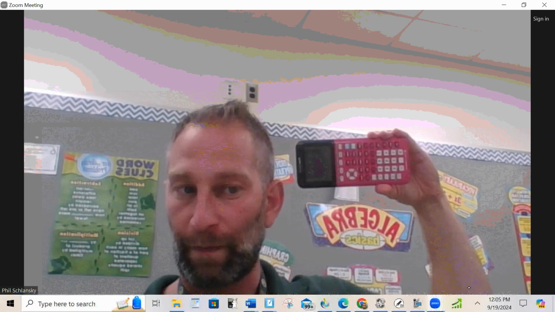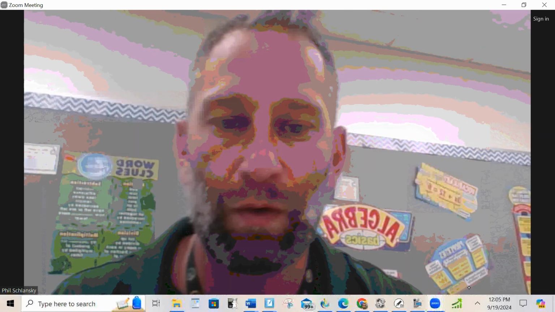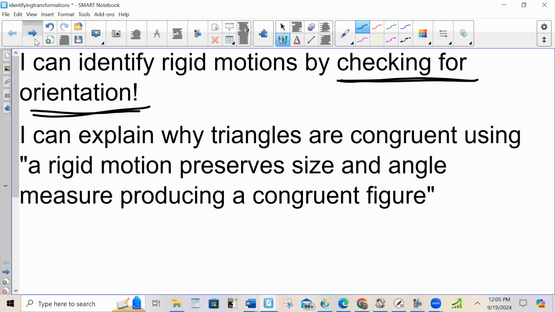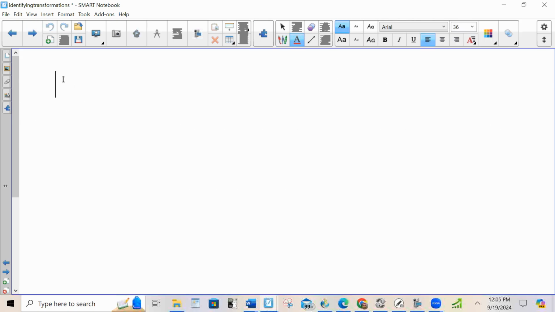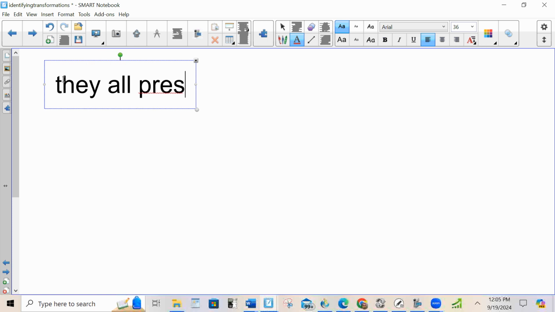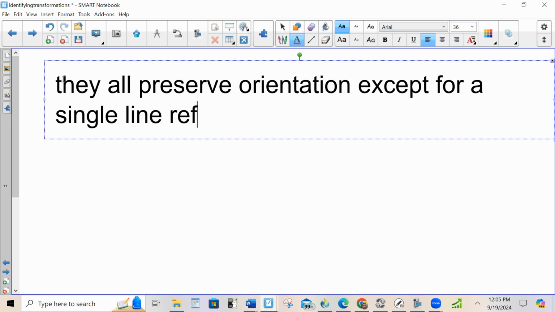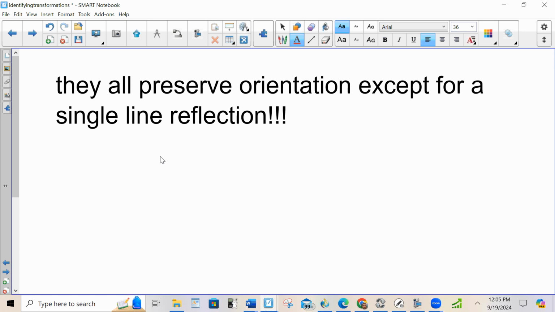So what you need to know is that they all preserve orientation except for a single line reflection. Now remember, a point reflection is technically a rotation. A point reflection does preserve orientation. Only a single line reflection does not.